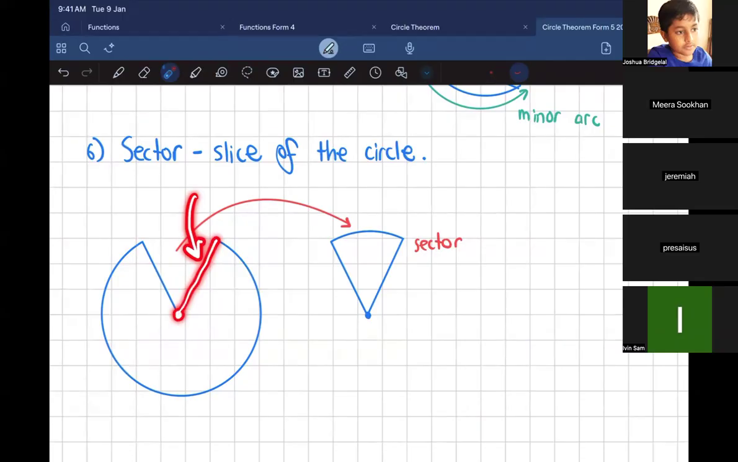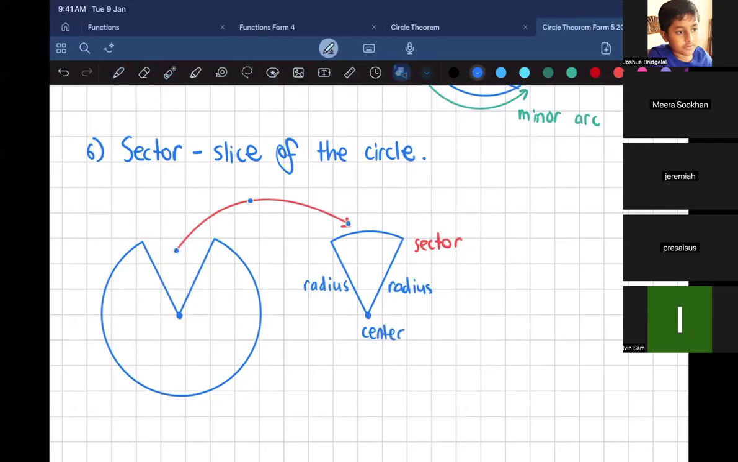Radius. Yes. The radius. So in other words, both of these are radii. Plural for radius is radii, by the way. So a sector is made up of 2 radii on either side. Just remember that. It starts at the center, so just remember that as well.